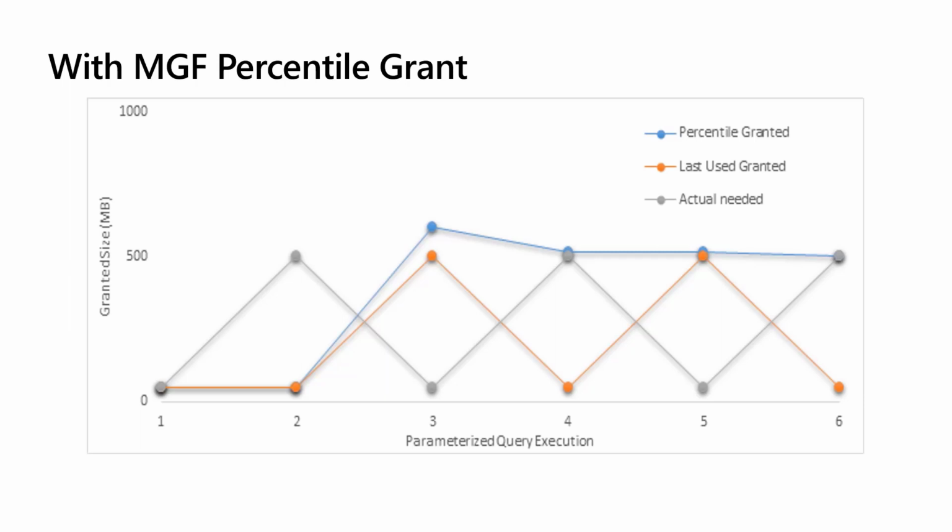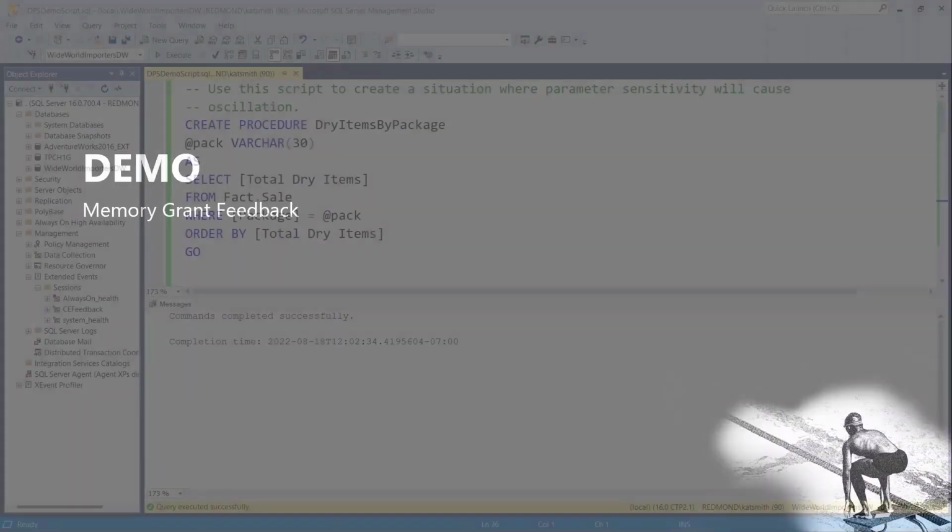But as we continue on the fourth, fifth, and sixth executions, you can see how last used grant stays completely out of phase. But percentile grant, by looking at more of the history, can actually zero in on that maximum amount of grant that's needed for the parameters used to execute the query, and hold it steady there so we don't spill to disk.